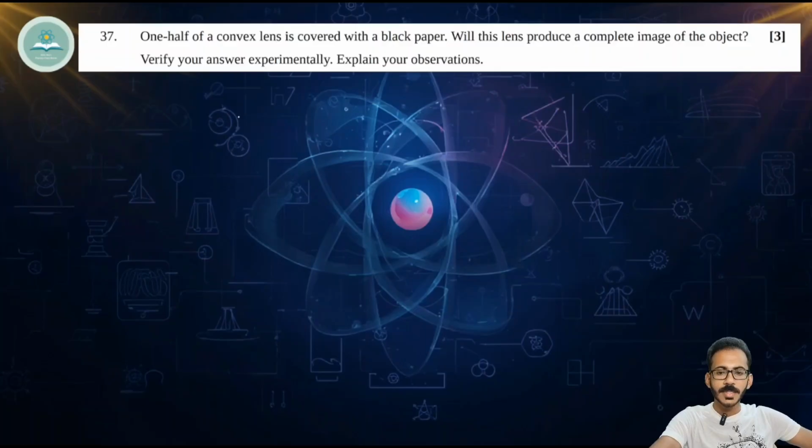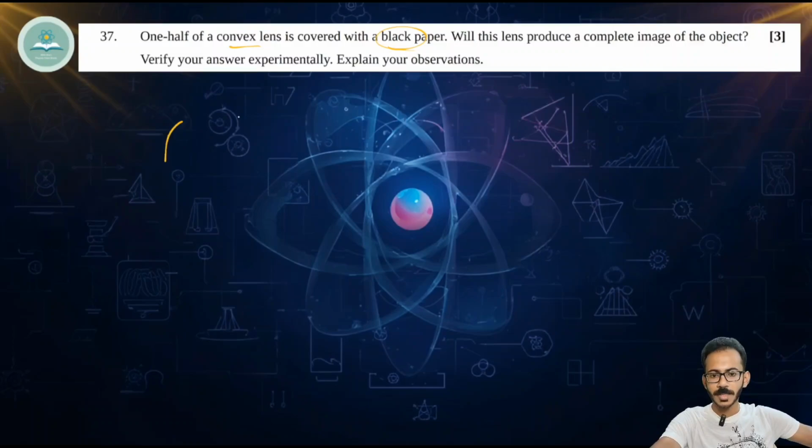Next one is one half of a convex lens. One half of a convex lens is covered with a black paper. Will this lens produce a complete image of the object? That's the first part of the question. Verify your answer experimentally. Explain your observations. So first of all the question is, will this produce a complete image of the object?